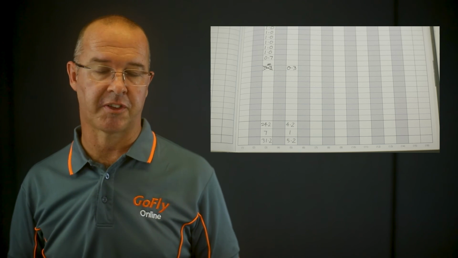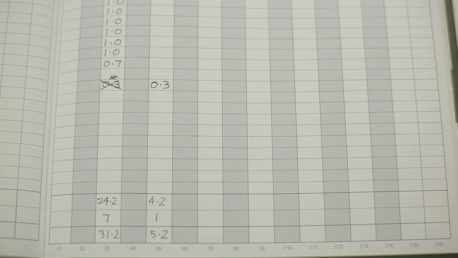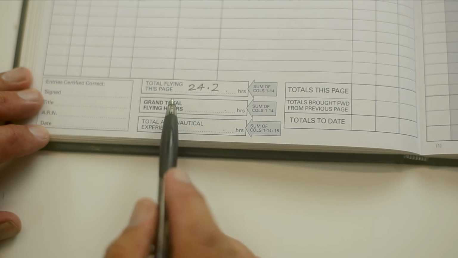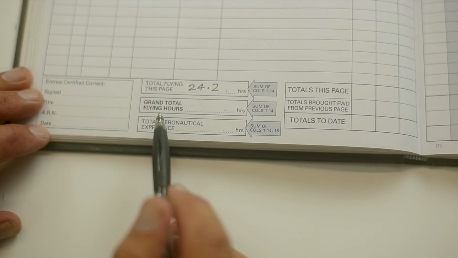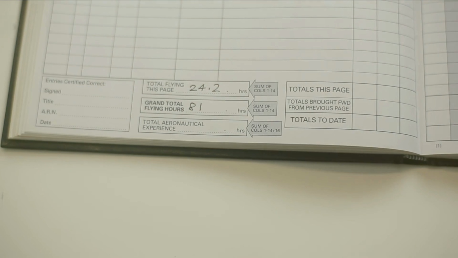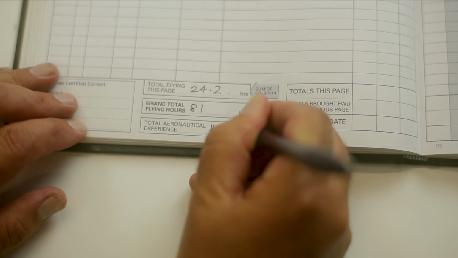For the command time, let's just say we did 4.2 hours on this page, 1 hour command time the day before. We would add these up to get a total of 5.2. We also have, if we move across to the left-hand side of the logbook, total flying this page, which would be the total hours on that page, columns 1 to 14. We also have the grand total flying hours, so you'd add up any previous hours from the logbooks before, from columns 1 to 14. And then underneath it you have total aeronautical experience, which is the totals of columns 1 to 14 plus column 16, which generally includes any instrument simulated time. And that's your total time.